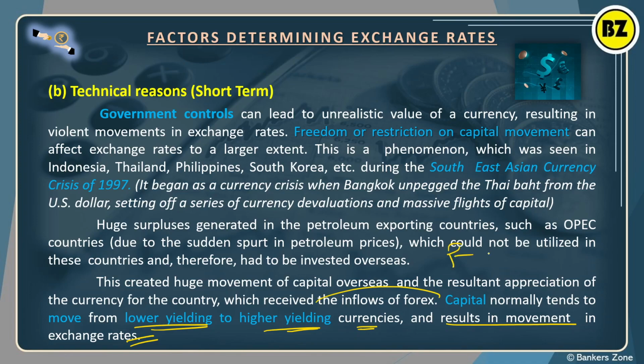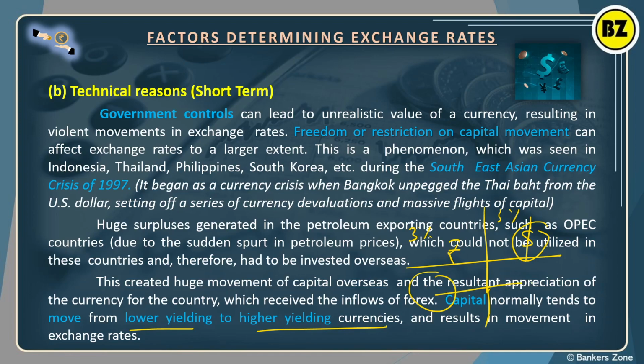Obviously the rate of Indian rupee to dollar will change. Very simple. Lower yielding to higher yielding currency means what? Whatever the rate we are getting in India, whatever the rate the USA is offering, that may be different, right? If it is 3% in both, but the value of the dollar is more, so people from India will invest in the dollar in the USA. That's why our capital from India can flow to the USA.